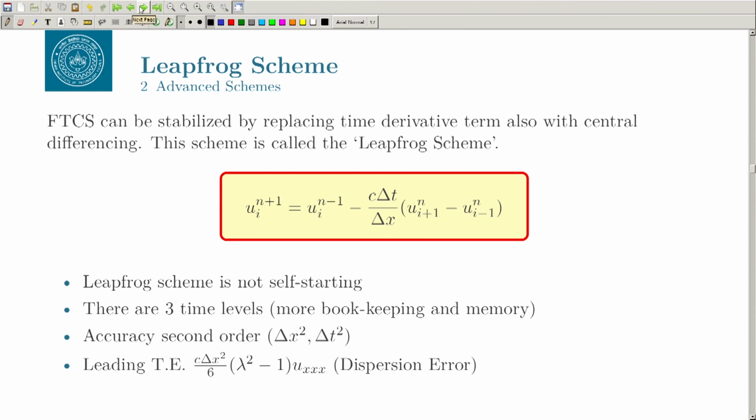So, in the leapfrog scheme, as we had discussed some time back, it is called that because it is leaping. So, how do we take a leap? It is also a variant of the FTCS scheme. In the FTCS scheme we have u_i^(n+1) = u_i^n - (lambda/2)(u_(i+1)^n - u_(i-1)^n). So, this is unstable.